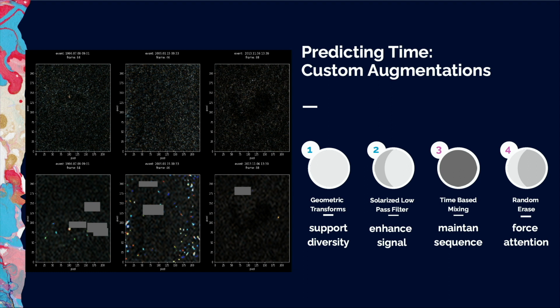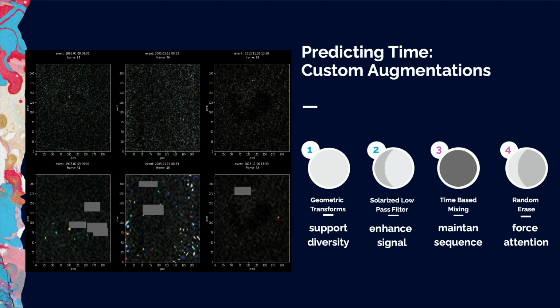Why I say these are very important is because we tried going with the standard way, like the typical transforms that you see in computer vision, and they didn't work at all. Our models didn't converge, so we had to try to go custom. So these are generic geometric transforms to support diversity. So we rotated and flipped our data, our images. These are common, but then these three are custom made.